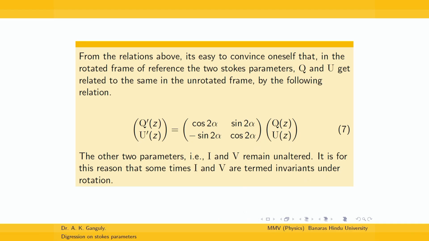and the Stokes variable V also remains invariant, and how they are related to each other is given by equation number 7. In general, q and u are used to describe the degree of linear polarization and V is circular polarization. So, the effect of rotation is, you can guess on what are the sectors on which it is going to be affecting and the ones that are not.